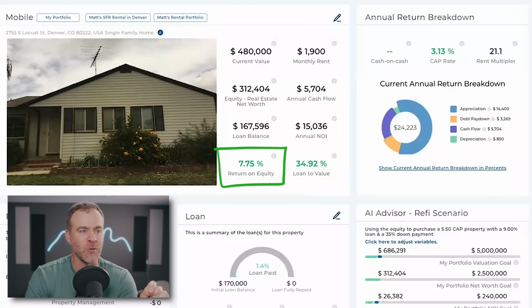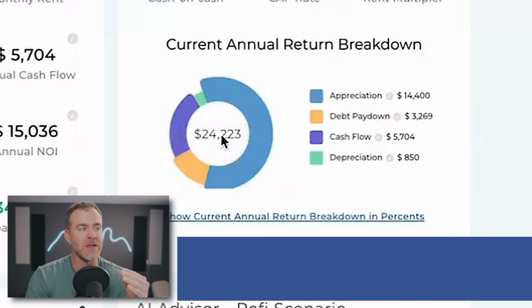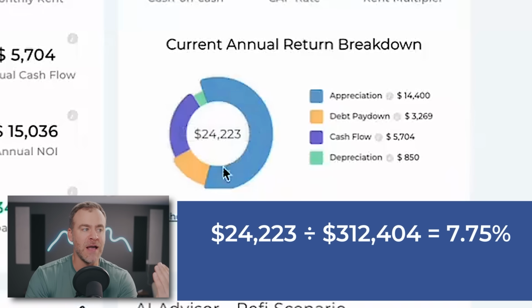And it's showing it's a 7.75% return on equity. And that's taking the 4 ways you make money in real estate: appreciation, debt pay down, cash flow, and depreciation or tax benefits, and saying, hey, for the next 12 months, we should make about $24,000 in total. $24,000 divided by $312,000 is 7.75% return on equity.